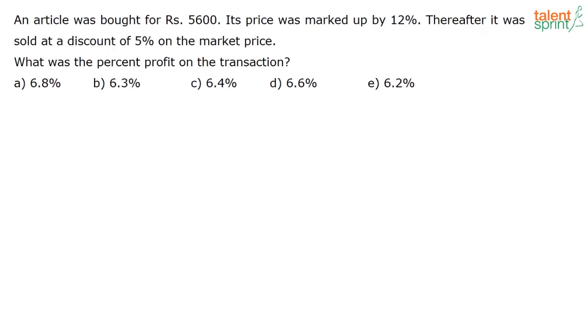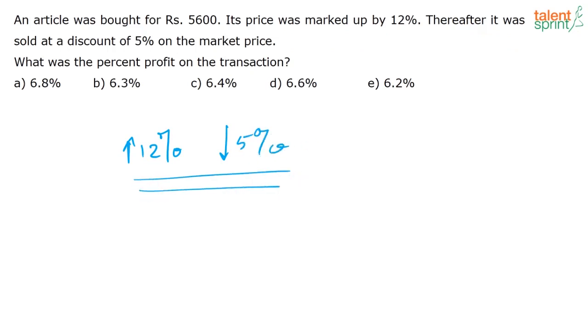So for this question, what are they saying? First, the price was marked up by 12%, correct? Then they are giving a discount of 5%. So now we should know what is the net percentage profit in the transaction. So try to use the effective percentage formula. We know the effective percentage formula is A plus B plus AB by 100, correct? Here A is plus 12. B is minus 5 because there is a decrease. It's a discount, that is negative.